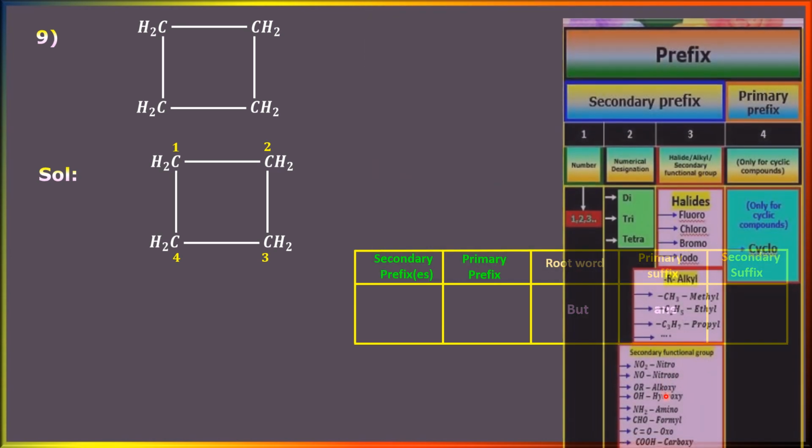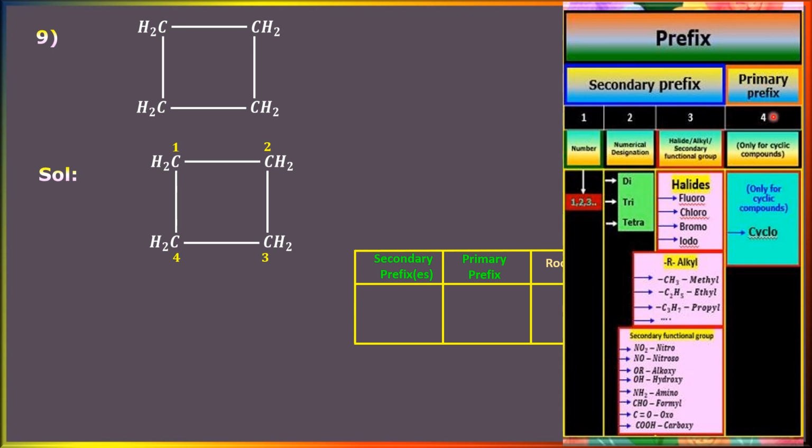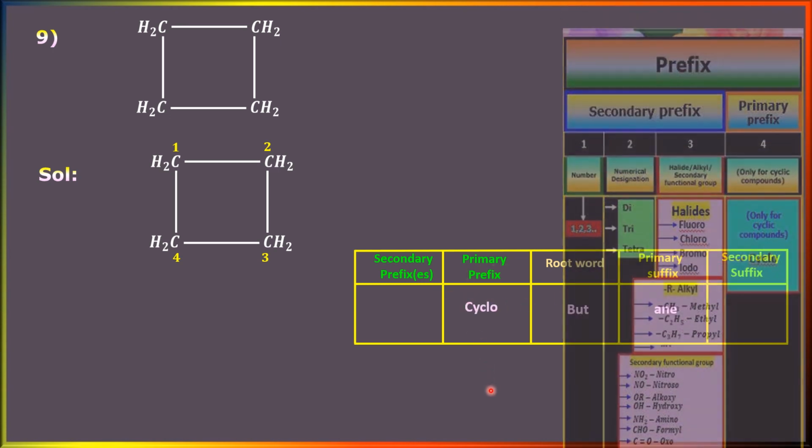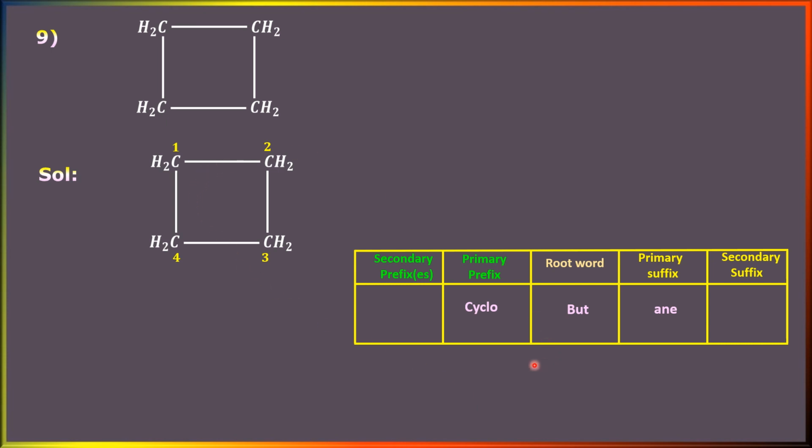Next, primary prefix. No substituents or functional groups are present in this compound. Here the primary prefix cyclo is used. When carbon atoms are forming a ring, then we have to use one primary prefix named cyclo. So the primary prefix is cyclo. So the name of this compound is cyclobutane. Next, problem number 10.